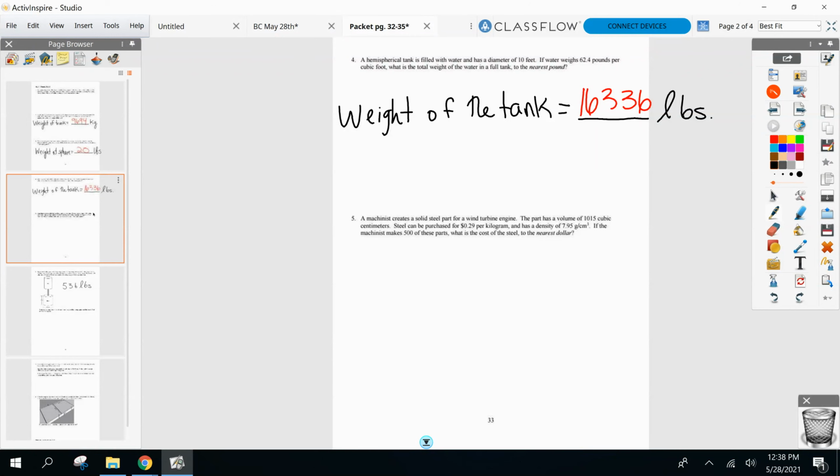Now, when you get here now, whenever that new volume is, remember, that's the volume of this whole thing, but I'm not filling the whole thing with sand. 85% of it, so I need 85% of that volume, that's what's gonna go in here, and that'll give you the weight of the sand.